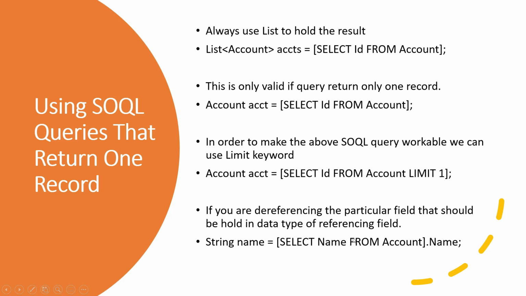So whenever we are referring to a field, we have to specify the field name in the query, and it should be held in the data type of the referring field. So in this case, name is a string type, and we are holding it in a string, and the variable name is name.